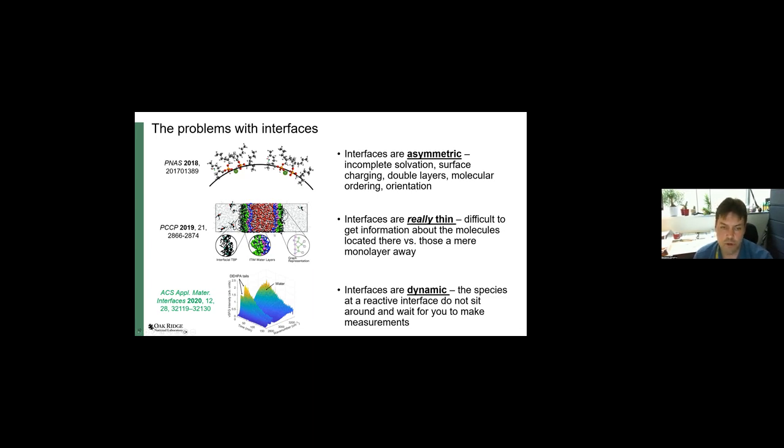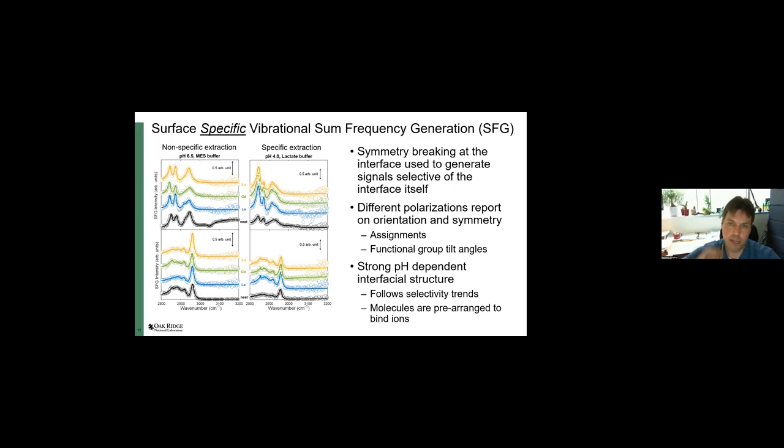And this is Aurora's work, where she shows how water can be quite different when you move a monolayer away. And then they're dynamic. The chemistry you want to see happens away from equilibrium. If you sit around and wait till the end of the day, there's not going to be a very interesting interface left to study. So what we use is a technique called vibrational sum frequency generation that uses the symmetry breaking of the interface to report on the surface itself.